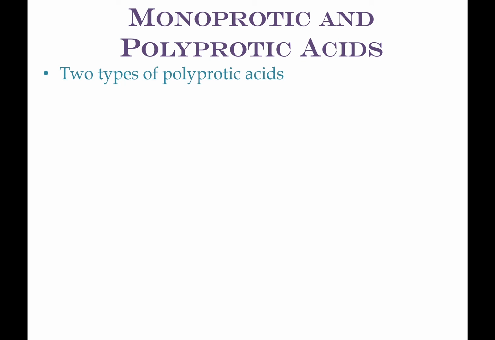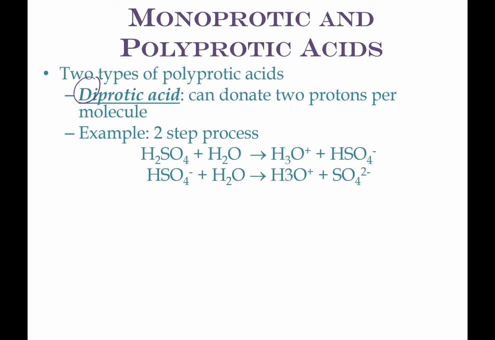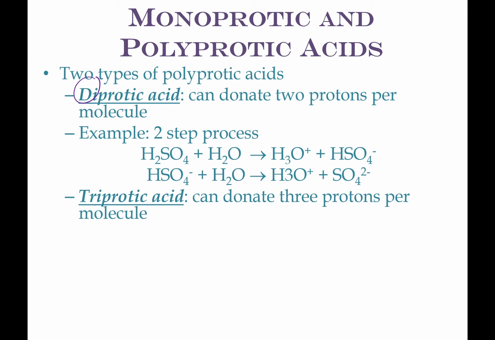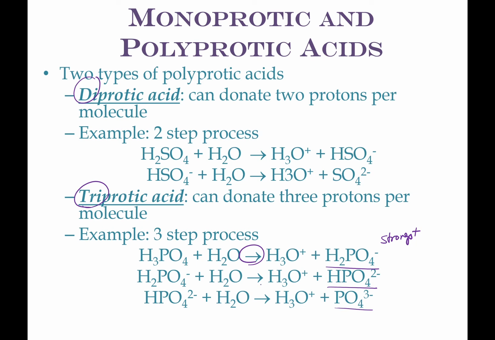So there are two types of polyprotic acids, diprotic and triprotic. Diprotic is a two-step process because it can lose two hydrogens. So here we have sulfuric acid again, a two-step process. Triprotic means it should happen in a three-step process because it can lose three hydrogens. This is the strongest one, and the strongest produces the most ions. Then we get this one that can lose up to two. H2PO4- can react with water to produce HPO4 2-, and then this one also reacts to form this. But these are double barbed arrows, meaning they can go back and forth. They are not as strong as the first reaction.